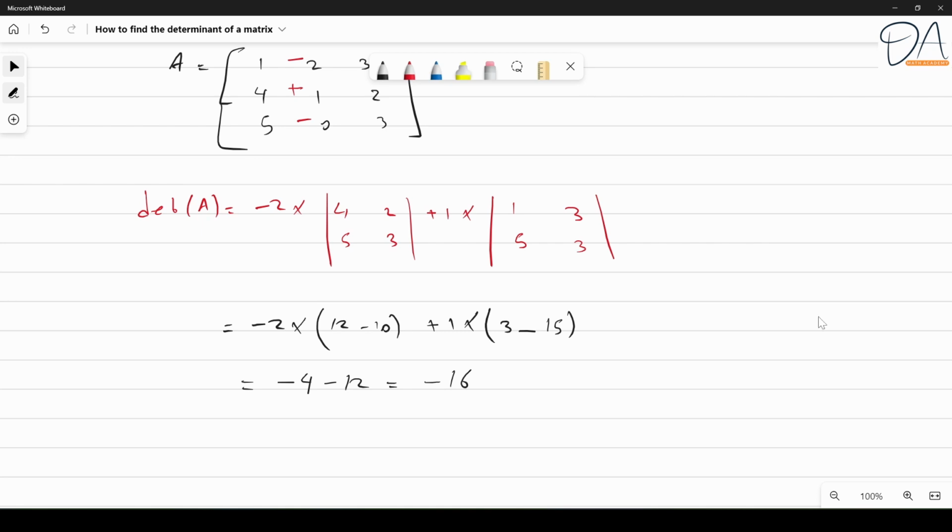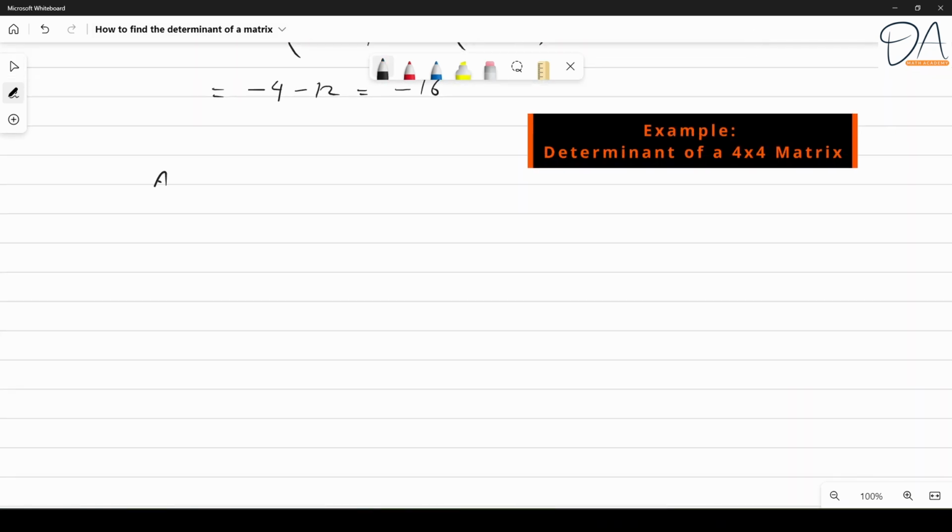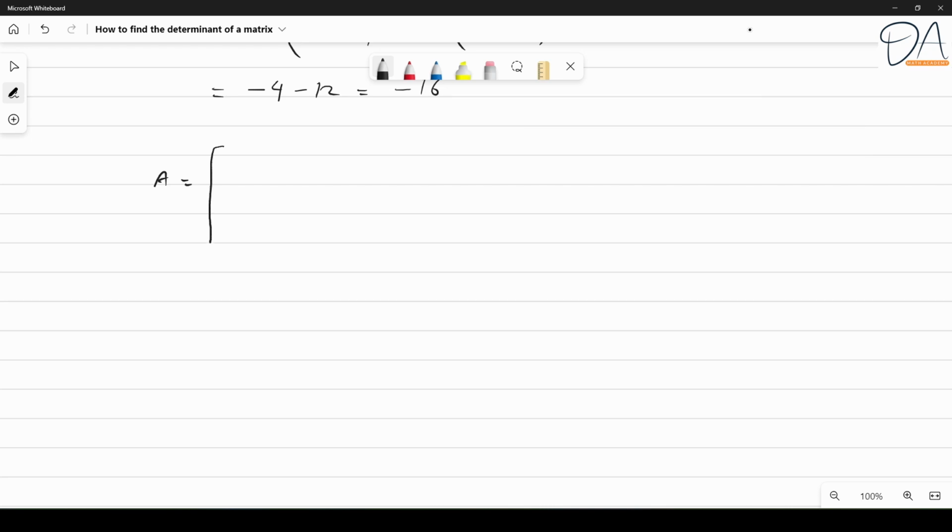So let me show you an example with a 4 by 4 matrix. So let's have this matrix: 1, 0, 3, 4, 5, 0, 0, 3, 2, 1, 6, 2, 3, 0, 0, 1. So this is our matrix. This is 4 by 4.